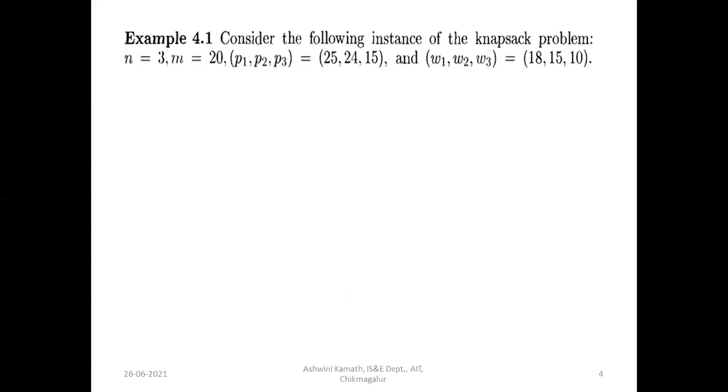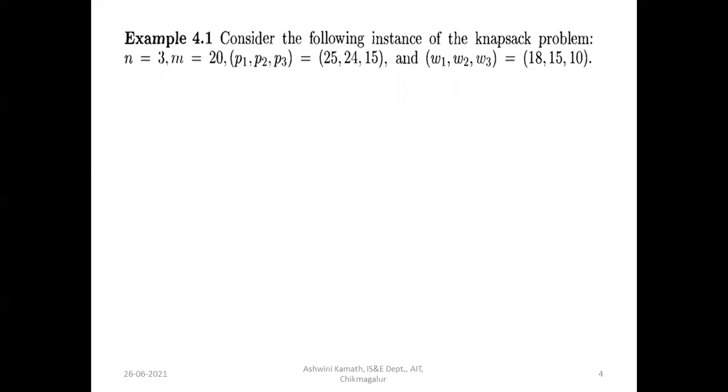So consider the example. N is equal to 3, that is, the number of items or objects is equal to 3. Capacity of the knapsack, M, is equal to 20. And for the 3 objects, we have profits P1, P2, P3 given. P1 is 25, P2 is 24, and P3 is 15. So if you put P1 into the knapsack, you will earn 25 rupees, for example. If you put P2 into the knapsack, 24 rupees. If you put the third item into the knapsack, you will earn 15 rupees.